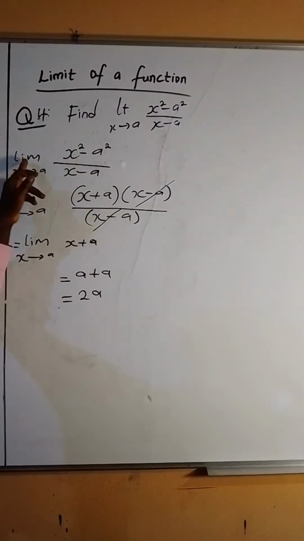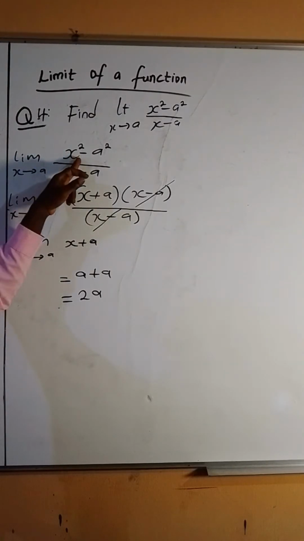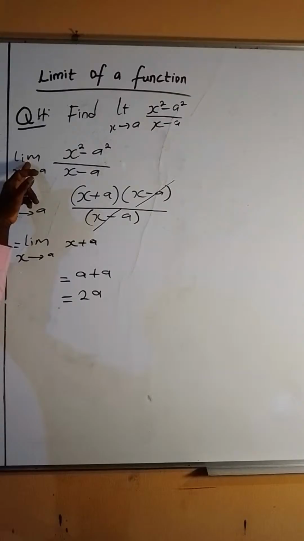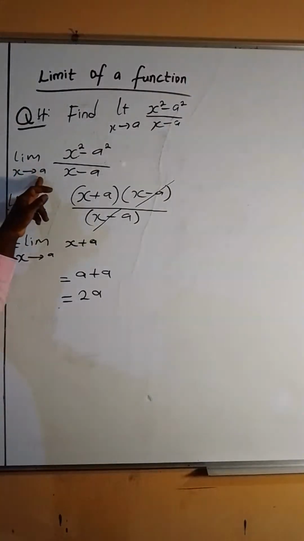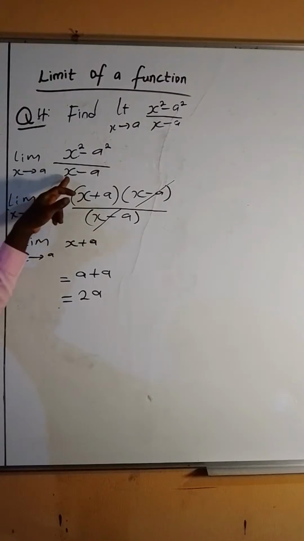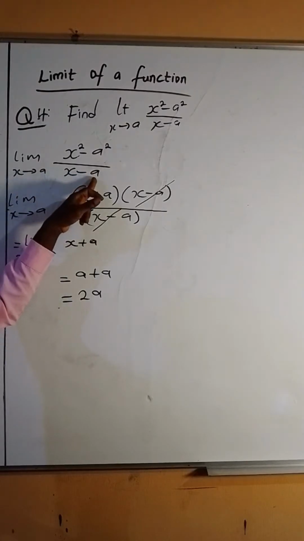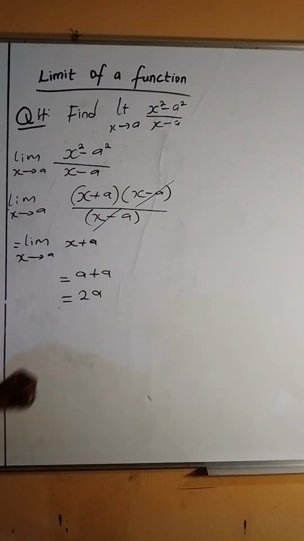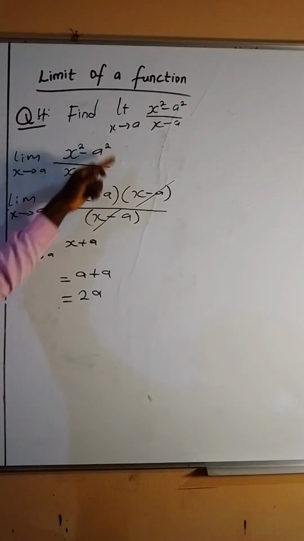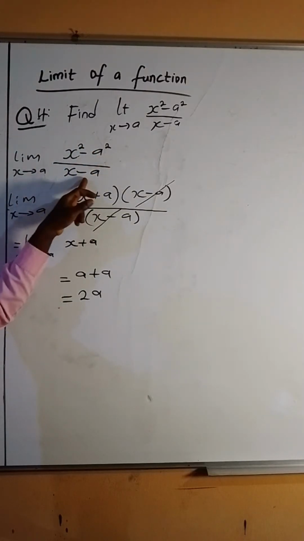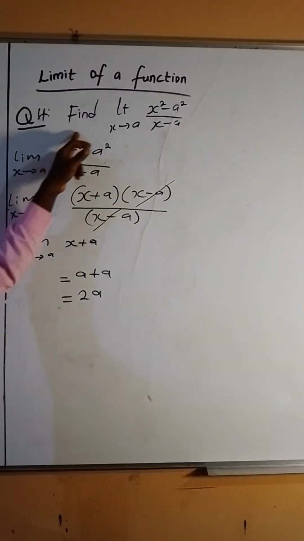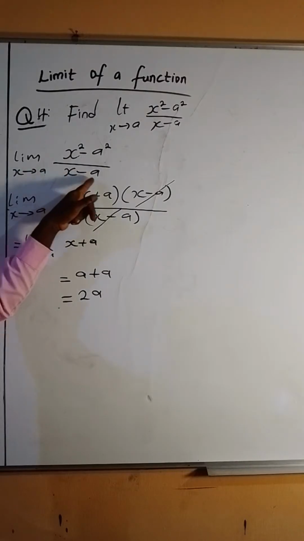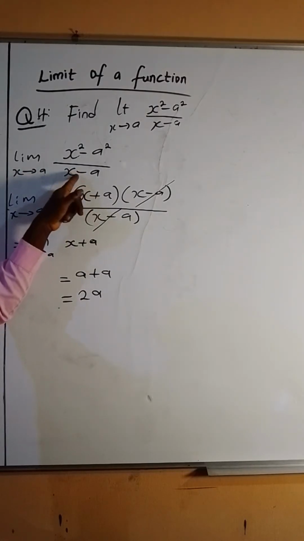Now we are given the limit of x squared minus a squared divided by x minus a when x approaches a. Now, if you substitute this a here, we are going to get a minus a, which is 0. And it is wrong to have 0 here at the denominator. So the best thing to do is to factorize, to remove this expression. We want to cancel this expression, and we cannot do that except we factorize the numerator and get an expression that is similar to x minus a, so that we can use it to cancel it.